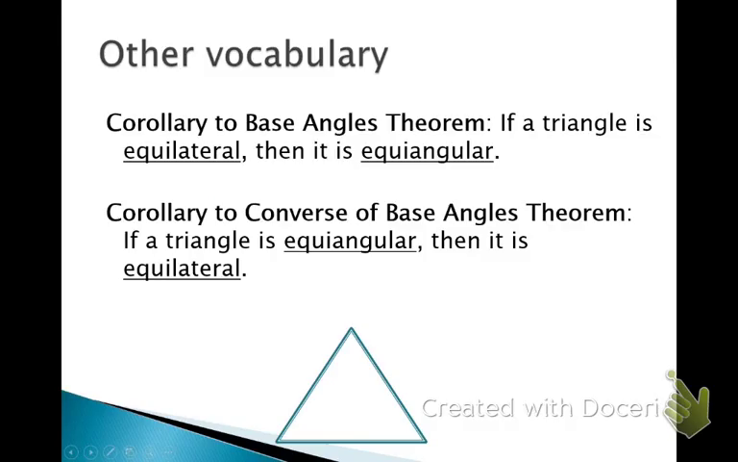Corollary to the base angle theorem. If a triangle is equilateral, then it's equiangular. If we have an equilateral triangle, we know it's going to be equiangular. And then the corollary to the converse of the base angle theorem. If a triangle is equiangular, then it is equilateral.